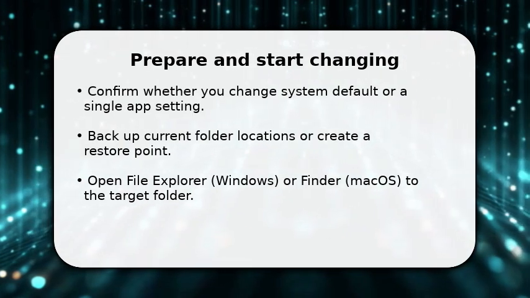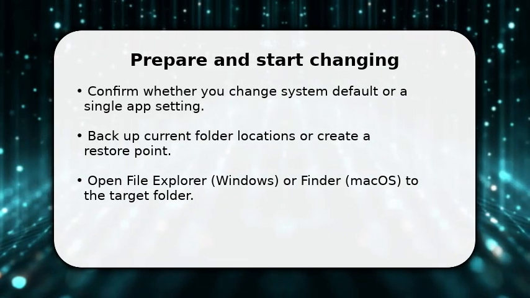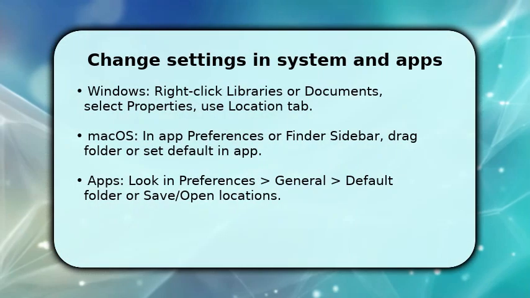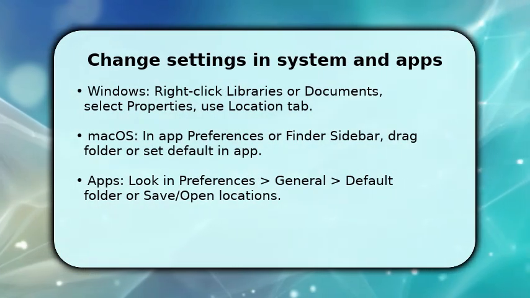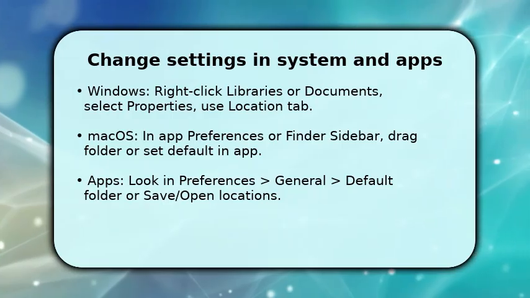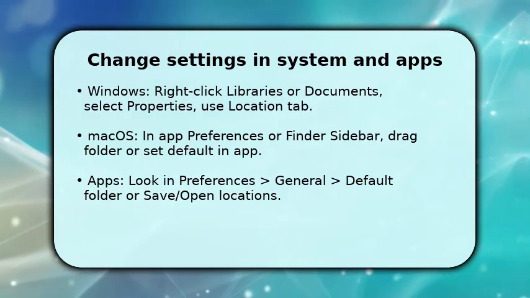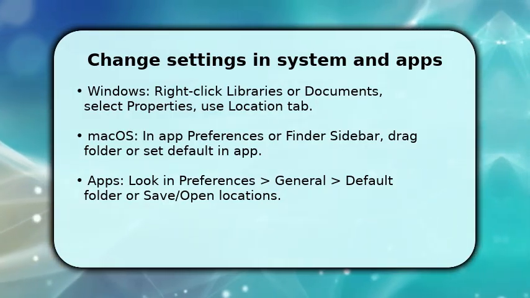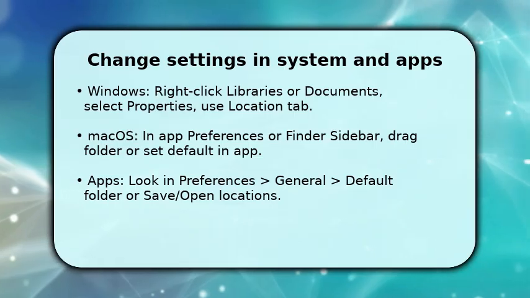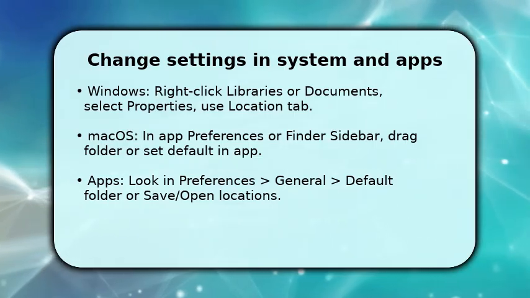Now change the location in the appropriate place. On Windows, right-click the Documents or Downloads folder, choose Properties and use the Location tab to move it. Confirm moving files. On Mac OS, open the app's preferences or adjust Finder's sidebar by dragging the folder into place.